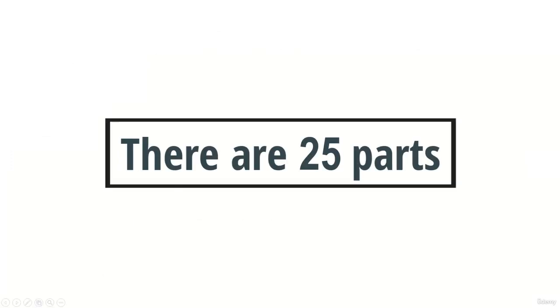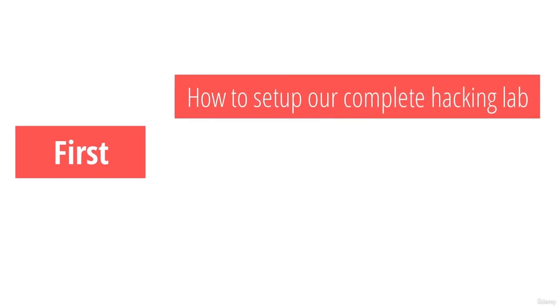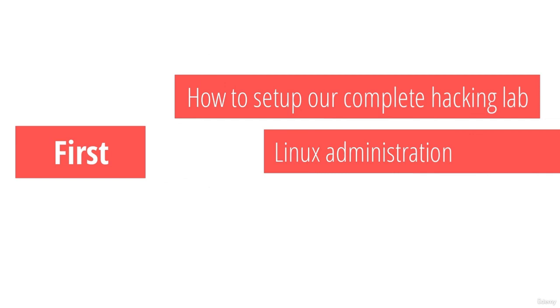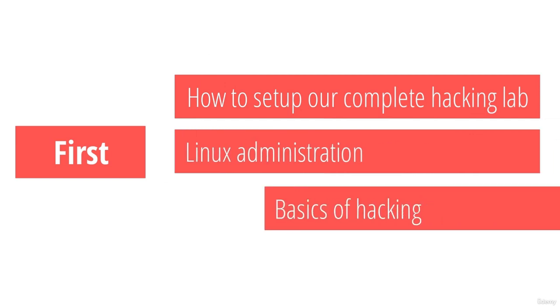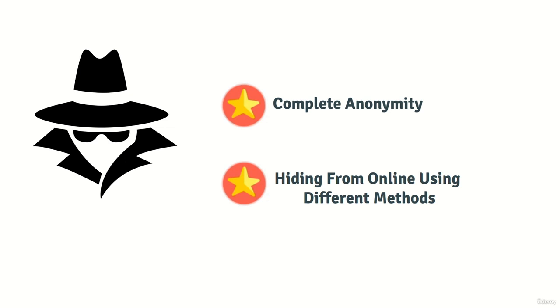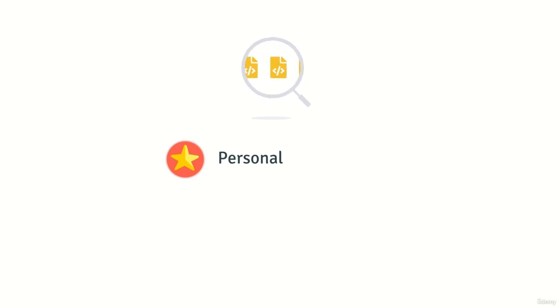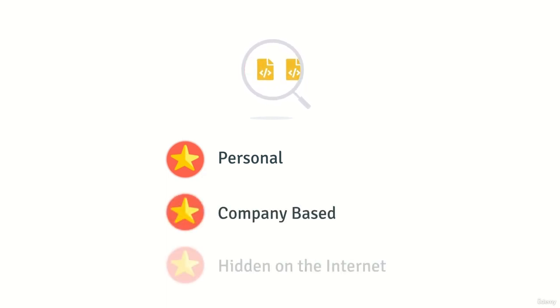There are 25 parts. First, we will learn how to set up our complete hacking lab. Then we will learn Linux administration and some of the basics of hacking. Before starting any kind of hacking, we are going to learn how to be anonymous and hide ourselves online. In part 4, we're going to gather information. This information may be personal, company-based, or hidden on the internet. But we are going to gather the information easily.